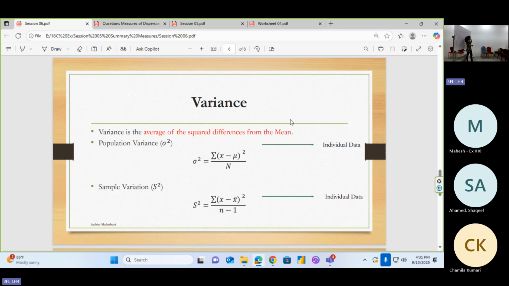Understood? Using the measures of dispersion, we identify only the variation, the spread. It cannot be negative. Variation can be 0, no variation, where the dispersion is equal to 0.